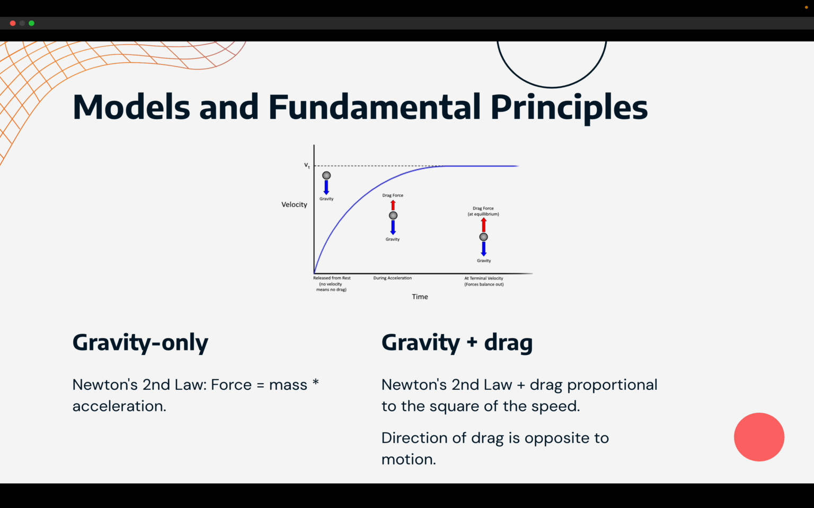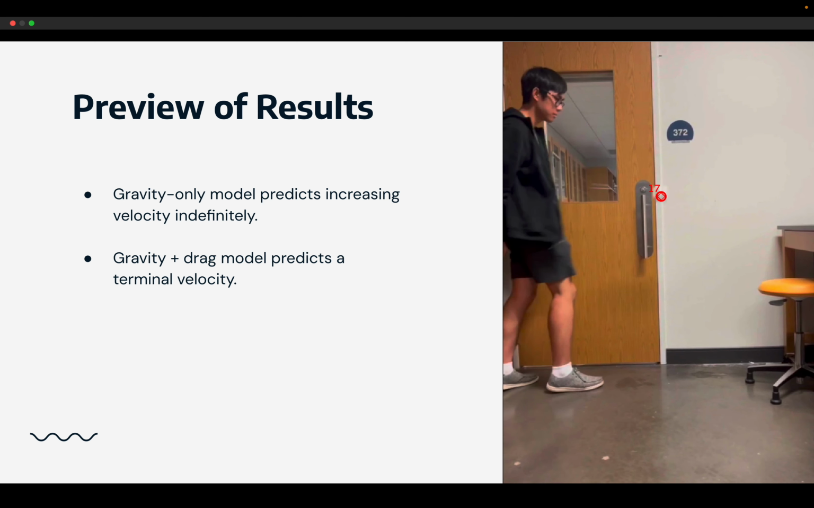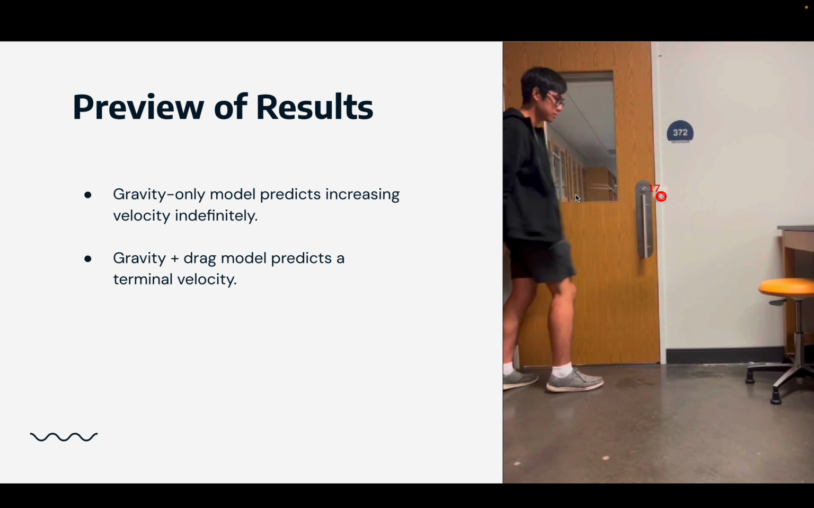In the first model, gravity is the only force acting on the object. In the second model, we add a drag force proportional to the square of the object's speed opposing its motion. This represents turbulent drag. Here's a preview of our results. The gravity-only model, which you'll see next, predicts increasing velocity indefinitely, while the drag model predicts increasing velocity until a terminal velocity.